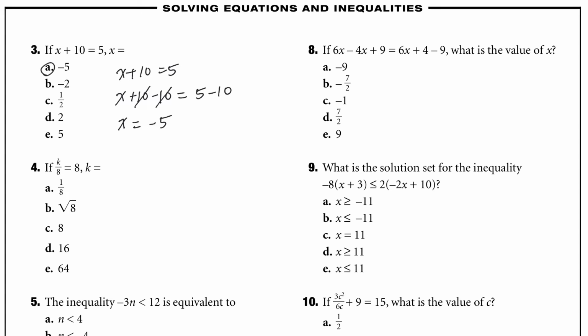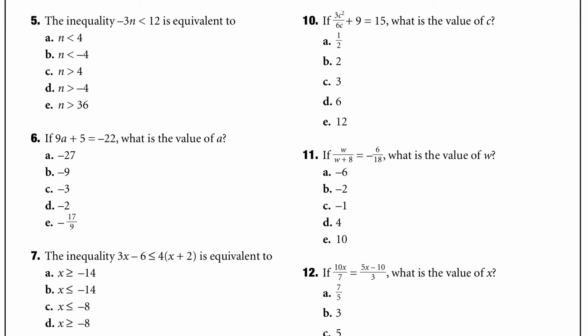If k over 8 is equal to 8, in order to get rid of the 8, I multiply both sides by 8, so these cancel. K is equal to 64.